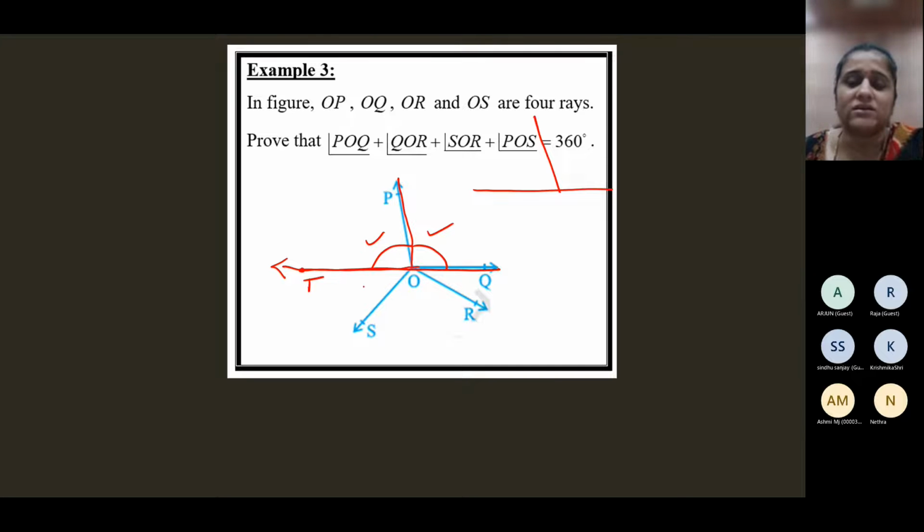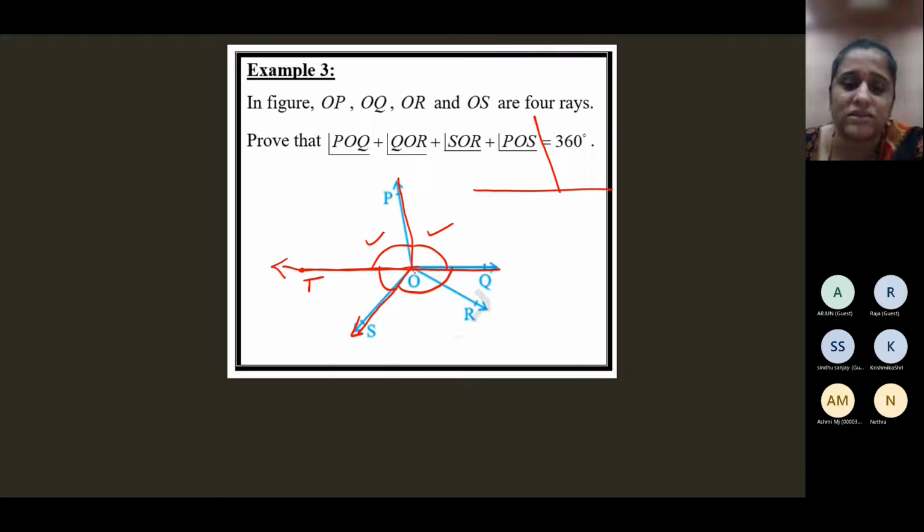Now take the angles below the line TOQ. Above the line TOQ, there is only one ray, OP. But below the line TOQ, we have two rays. Take any one of the two rays. Supposing you say TOQ is a straight line and ray OS stands on it. Then the sum of this angle and this angle is 180.